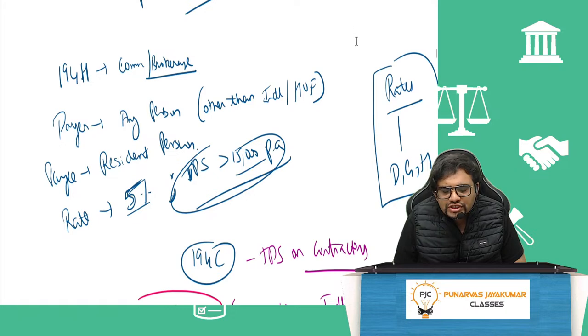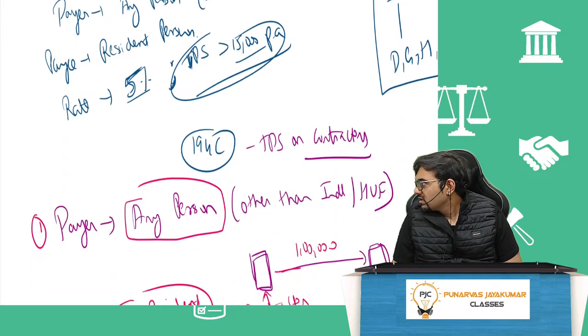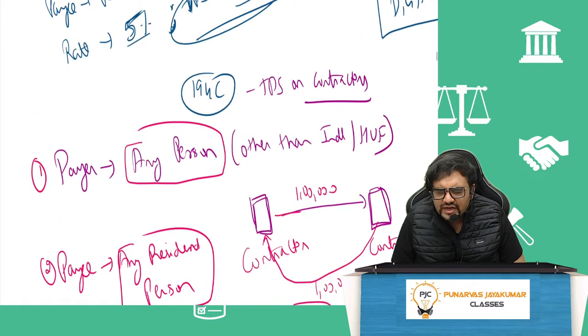Then on brokerage and commission on brokerage, any person other than individual or HUF will be a resident person, again the rate will be 5%, and it should be more than 15,000 per annum. Anyway, the real deal is 194C, 194J, 194I, 194M. All those are important areas, that is what we'll cover now.